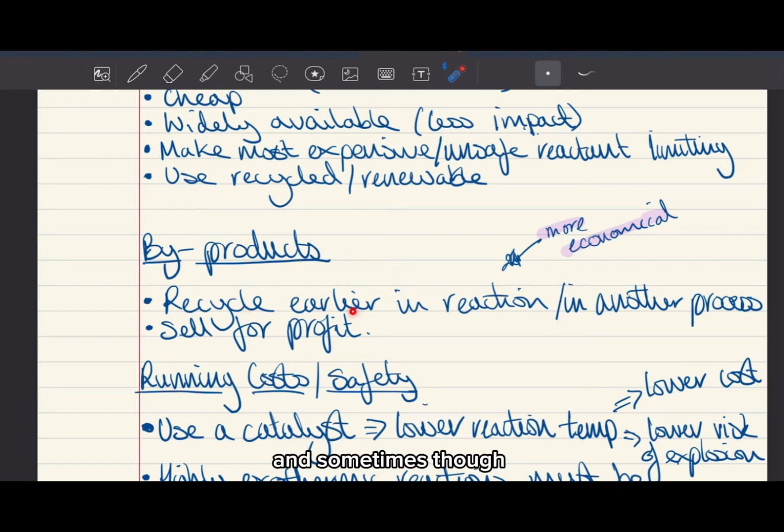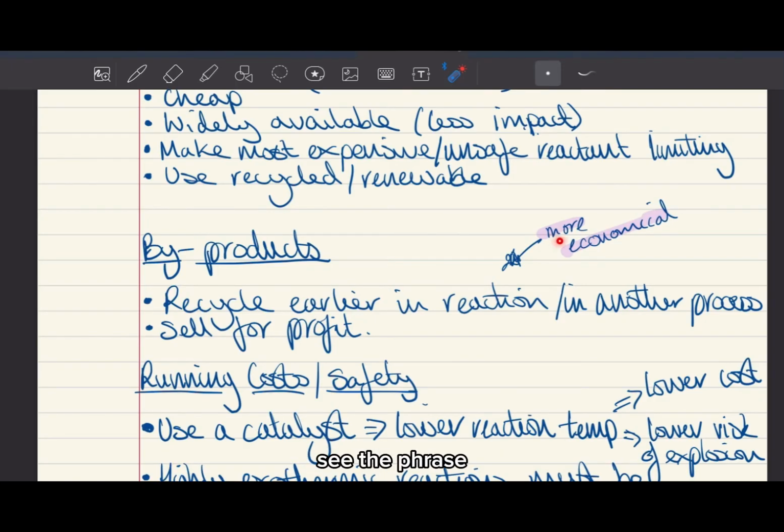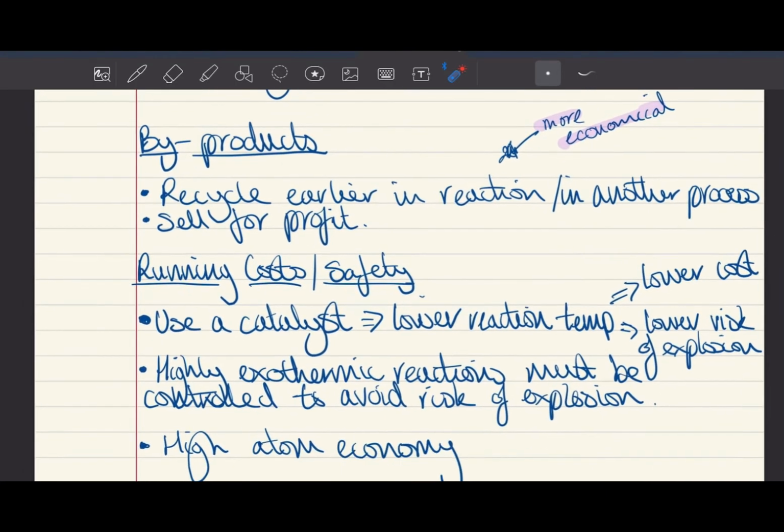Sometimes, if your byproducts aren't involved in that particular process, there's another process that the company might be running where it will be involved, so they can recycle it there. And failing that, you could always sell it to somebody else for them to use, so you could make profit from your byproducts. So if you do see the phrase how the process can be more economical, it usually is to do with recycling a substance within the process. Like I said, just look for it appearing more than once.